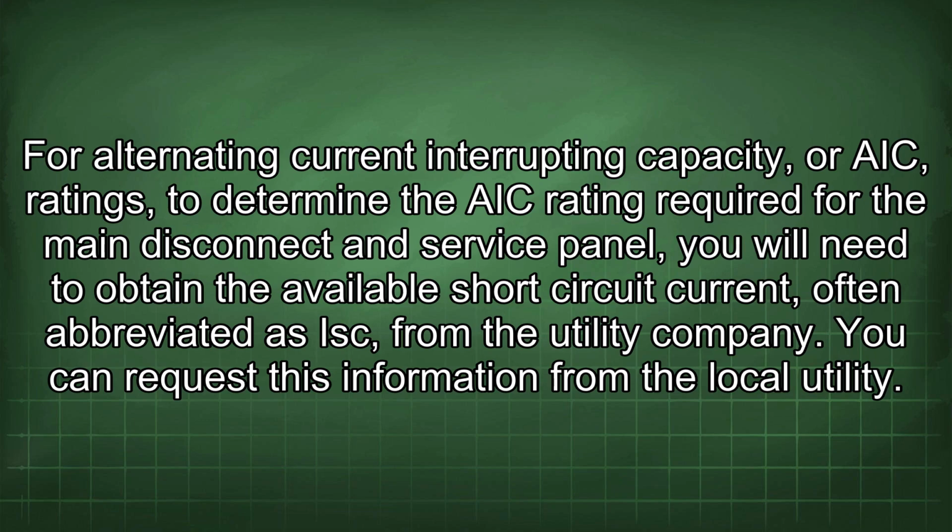For alternating current interrupting capacity, or AIC ratings, to determine the AIC rating required for the main disconnect and service panel, you will need to obtain the available short circuit current, often abbreviated as ISC, from the utility company. You can request this information from the local utility.